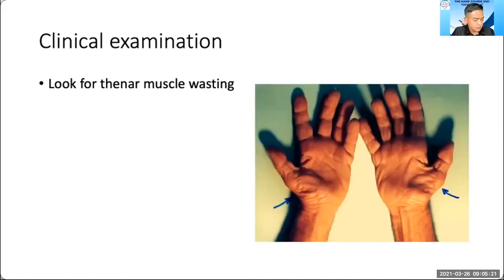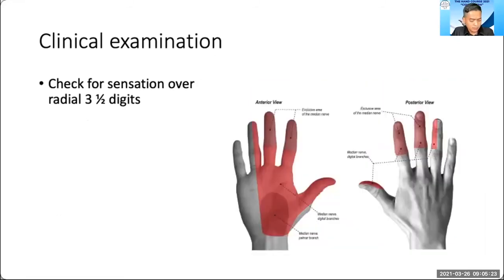Here you can see there is a wasting of the thenar muscle, and when you check the sensation, look for the sensation over the radial 3.5 digits, as well as the area supplied by the palmar cutaneous branch of the median nerve, which forms the palmar triangle.